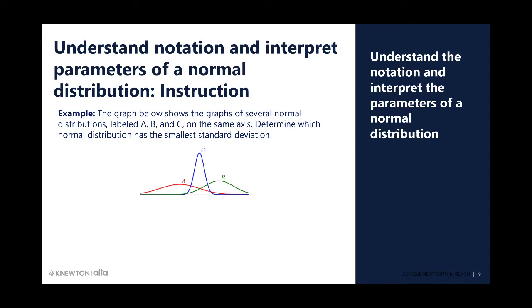All right, the graph below shows the graphs of several normal distributions labeled A, B, and C on the same axis. Determine which normal distribution has the smallest standard deviation. The smaller the standard deviation, the more densely packed the center is around the mean. That's because standard deviation tells you the spread of your data set. So if we're trying to find the smallest standard deviation, this is going to be the one that's skinnier, for lack of a better term. If you look at all 3, A, B, and C, C has the smallest standard deviation because it is the skinnier, hence the taller, distribution on the graph.